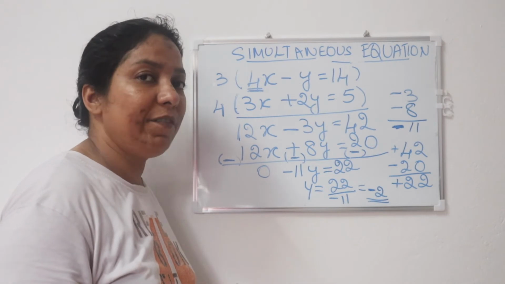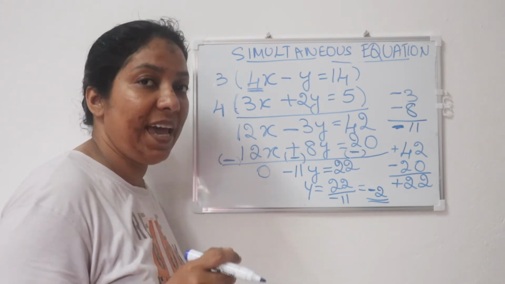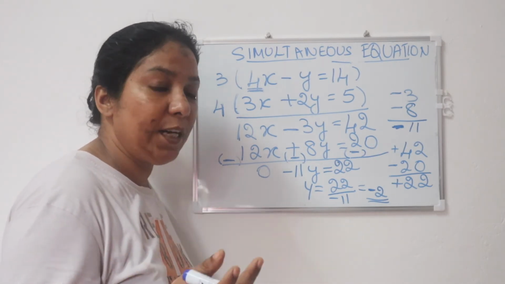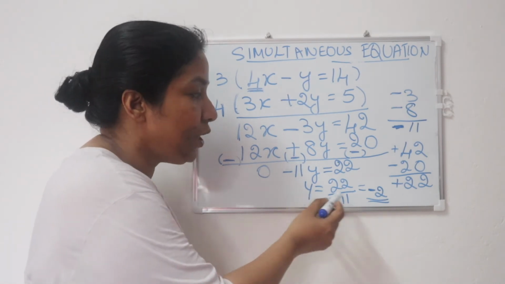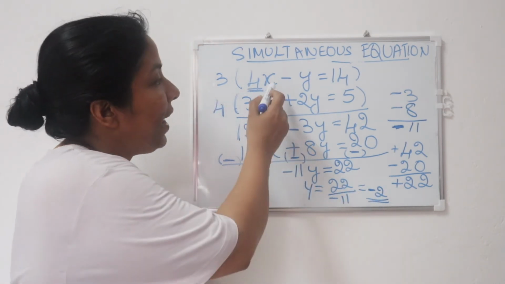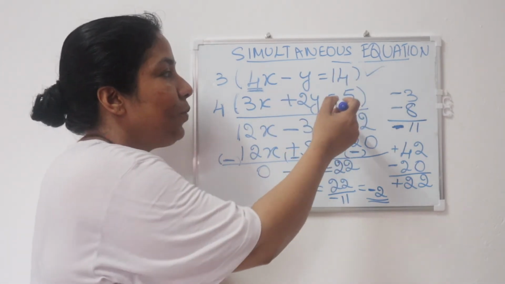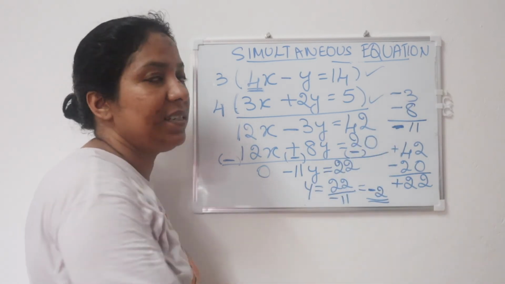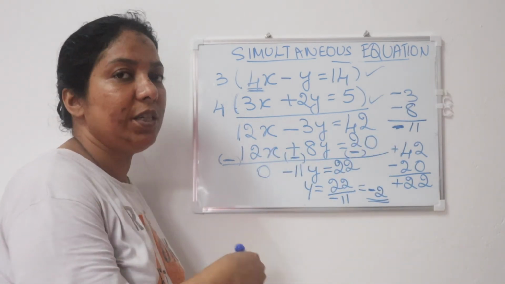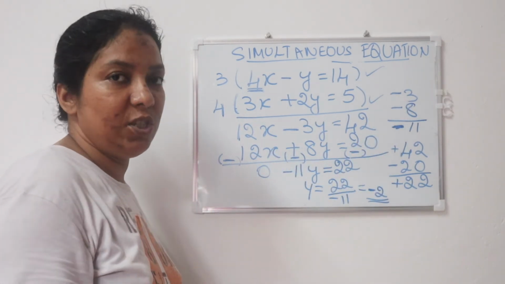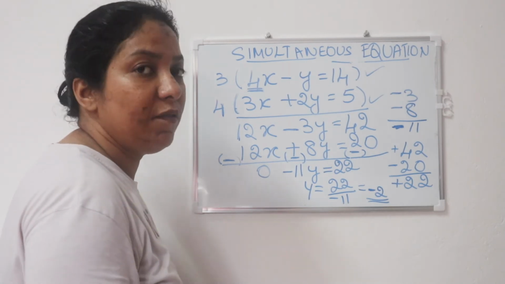Now what is left? We don't know the value of x. To find the value of x, you have to substitute this y value in any one of the equations. You can consider the first equation or you can consider the second equation. Substitute, and you will get the answer. So let us check how to get the answer for x.